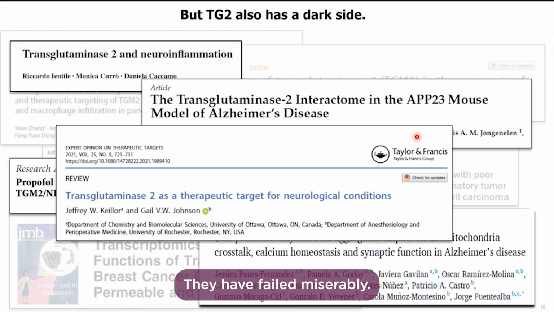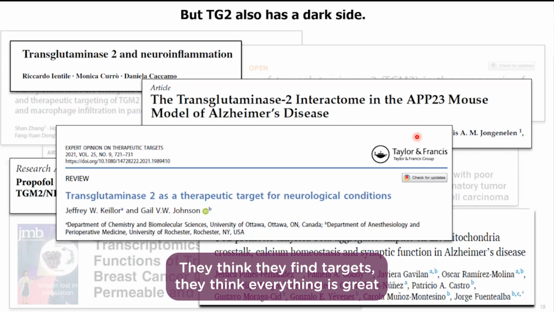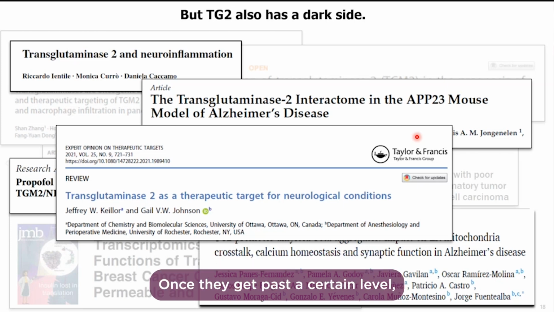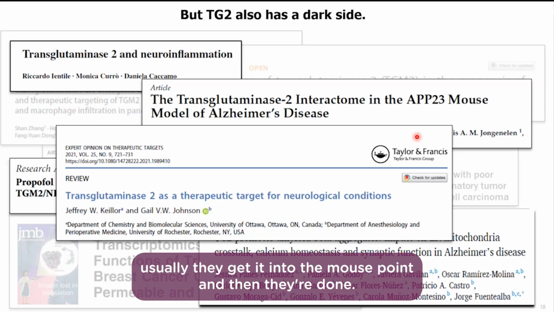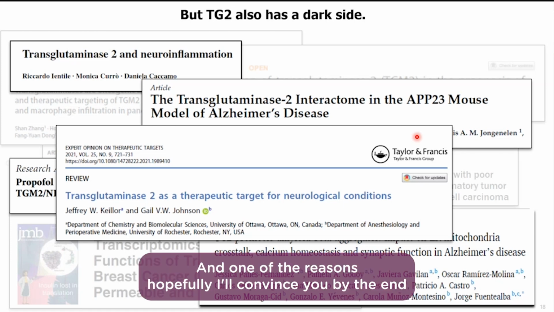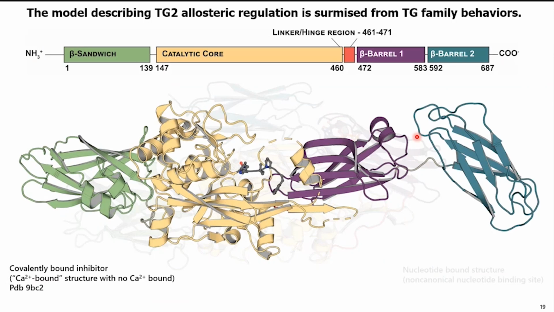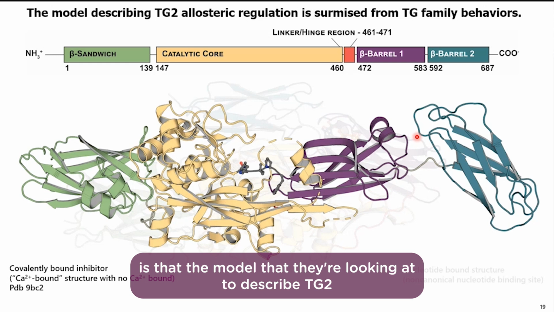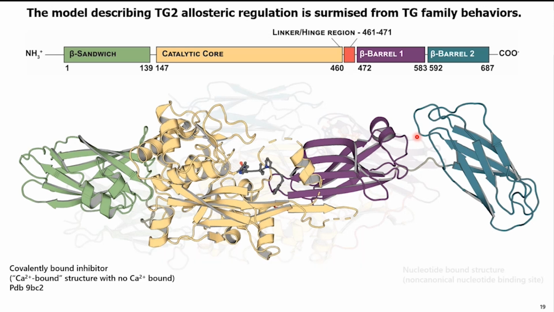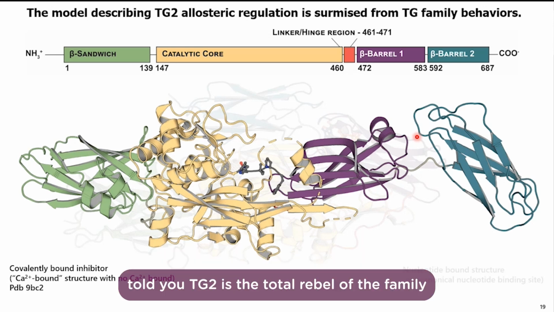They have failed miserably. They think they find targets, they think everything is great, and they have just failed absolutely miserably once they get past a certain level. Usually they get it into the mouse point and then they're done, okay? And one of the reasons, hopefully I'll convince you by the end, is that the model that they're looking at to describe TG2's activity is all based on what they think is going on for the TG family, which I just told you, TG2 is the total rebel of the family. But people are making these comparisons.